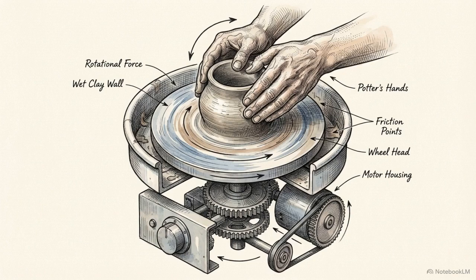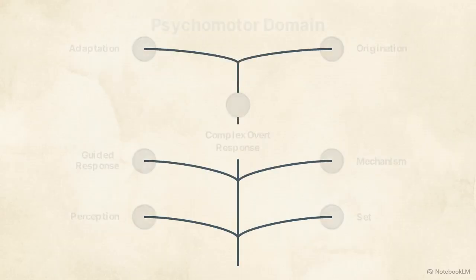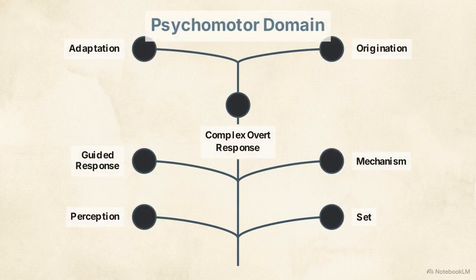This exclusively governs physical movement, coordination, and manual skill execution. Following educational researcher Elizabeth Simpson's 7-stage model, this domain starts with basic sensory perception and set, which is the physical and mental readiness to act. The learner then progresses through guided response, learning via imitation and trial and error, until they reach mechanism, the point where the physical action becomes a reliable habit.